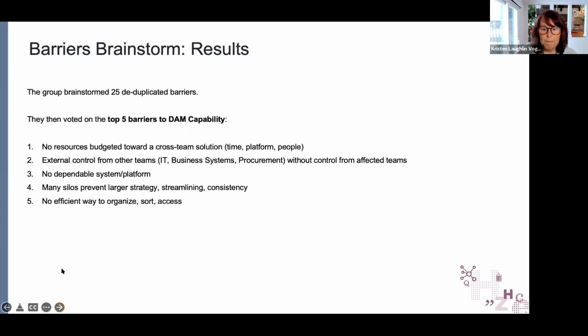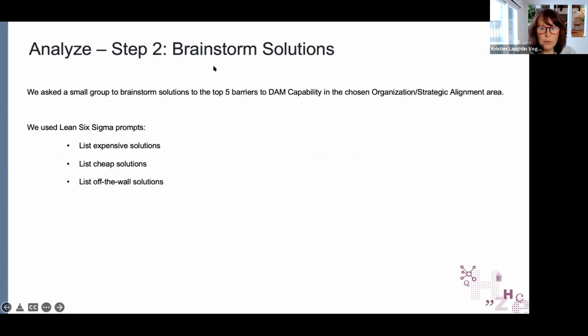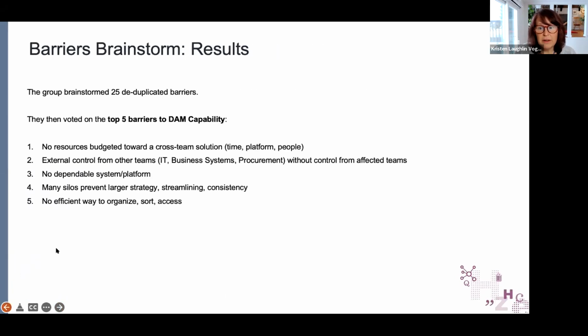So next slide. So our brainstorm results. The group brainstormed barriers to capability, and I deduplicated them because, of course, great minds think alike, and some of them came up with very similar barriers. So after deduping, I had 25 barriers. In Lean Six Sigma, we divide the total from our brainstorm by 5, and that is how many we vote on for the top winners. So we voted on the top 5 barriers to DAM capability, and these are the top 5 in order.